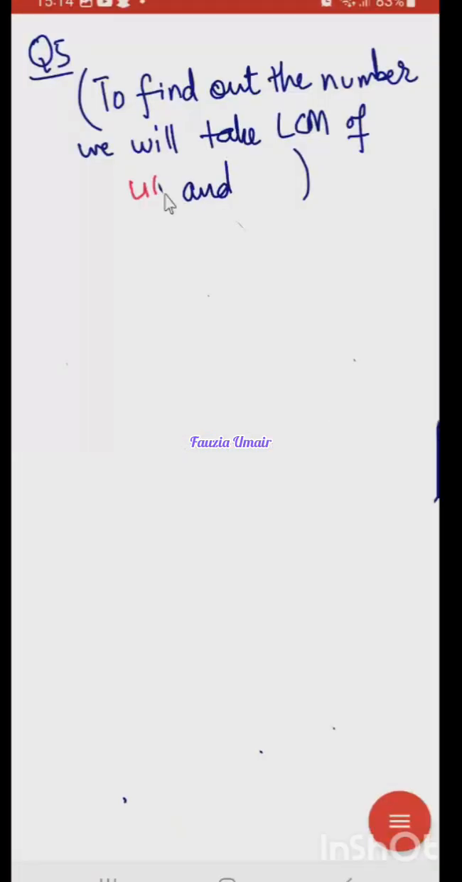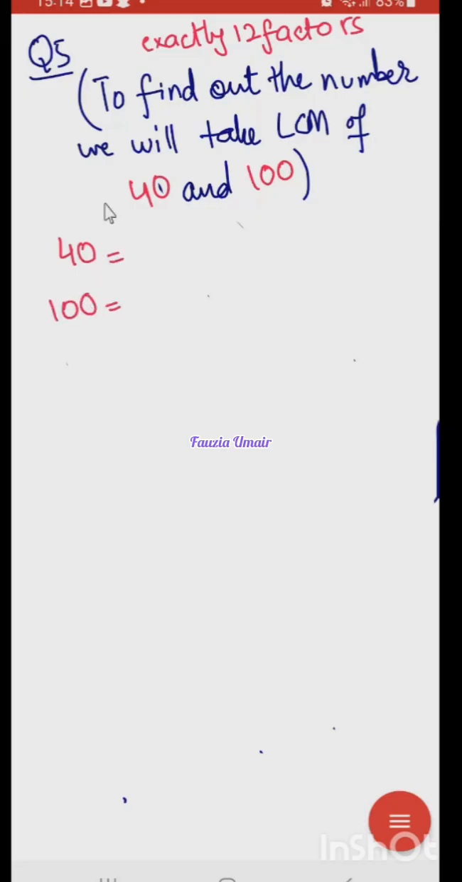Okay, so they told us that 40 and 100 are the two factors, and they also told us that there are exactly कितने factors हैं? 12 factors. उस number के 12 factors हैं, and these two are the factors. So first of all, we need to do the prime factorization so that we can find the LCM. So 40 and 100. If you can decode them, you can do it mentally. अगर नहीं कर सकते तो just do the prime factorization. 40 factors are 2 multiply 2 multiply 2 multiply 5.